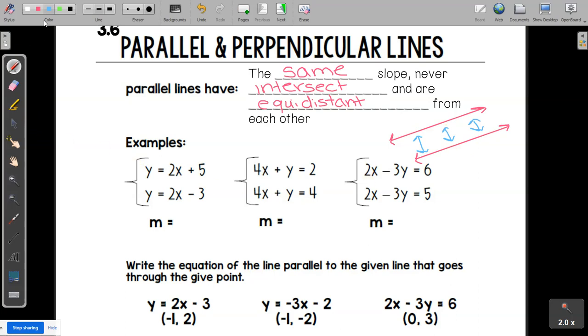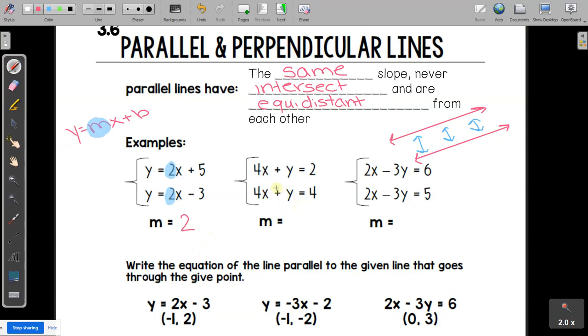So let's look at some examples. We have y equals 2x plus 5 and y equals 2x minus 3. Remember, our slope intercept form is y equals mx plus b, where m is your slope. So here, it's already in slope intercept form. So we have 2 as our slope for the first line and 2 as our slope of the second line. So our slope here is 2.